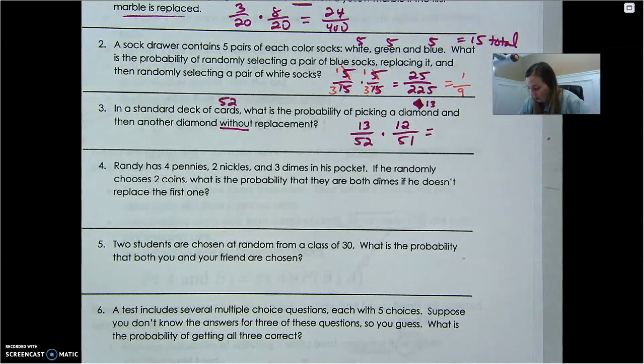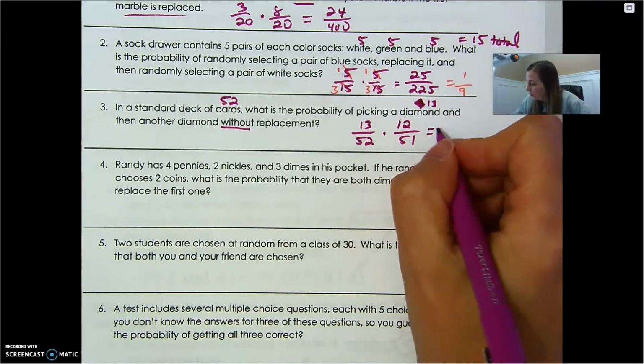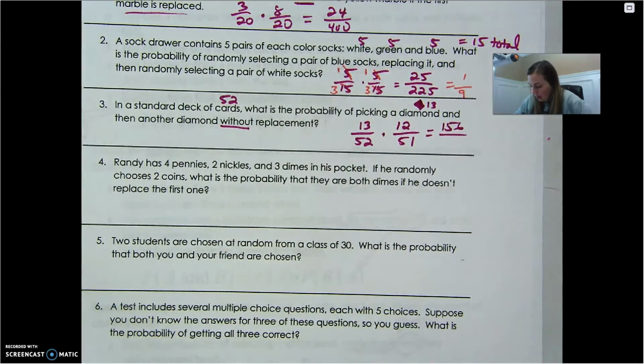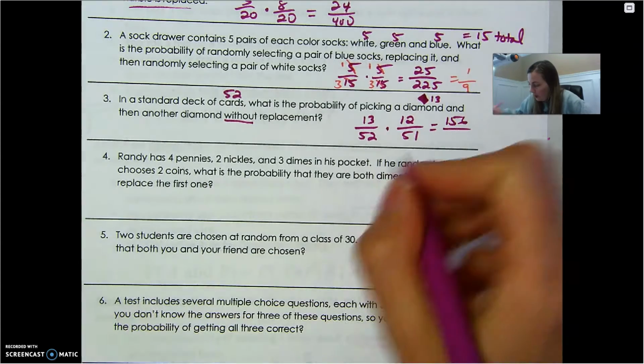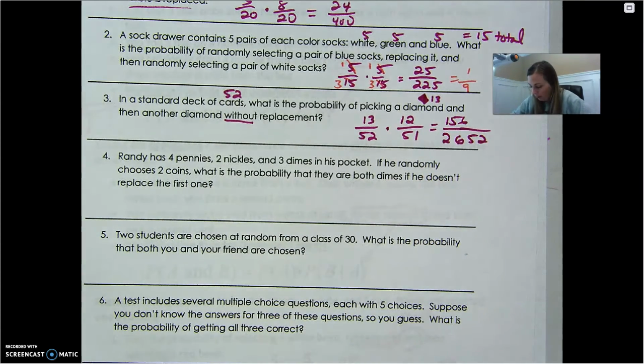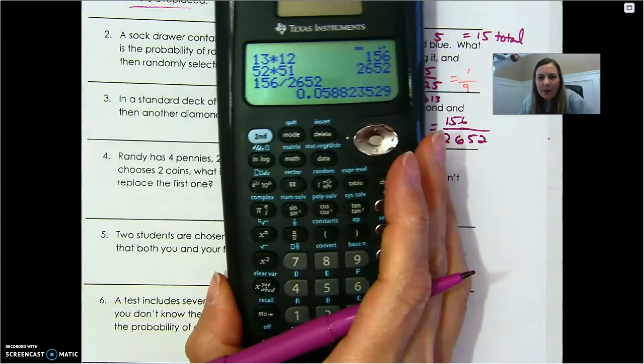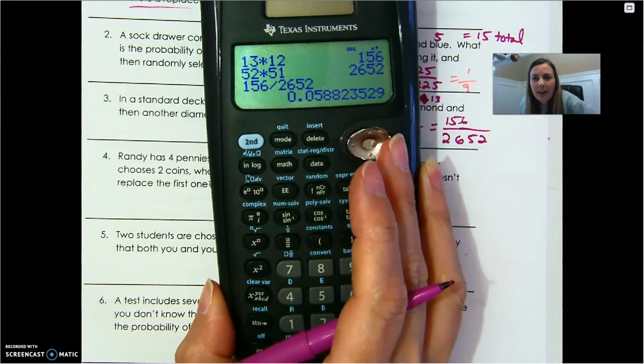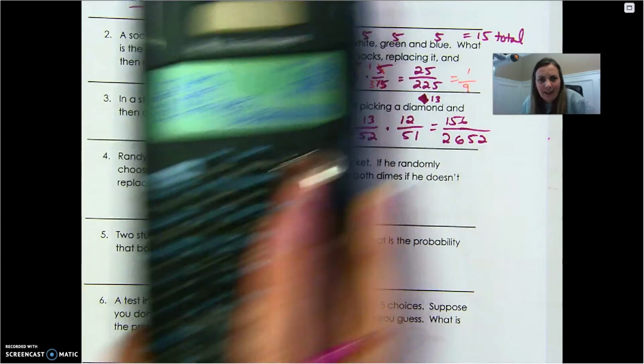Multiply straight across. So we have 13 times 12, which is 156. 52 times 51, which is 2,652. Oh my. I'm curious what those odds are. Let me turn it to a decimal. So there's like a 6% chance. I wouldn't put my money on that if you're in Vegas.